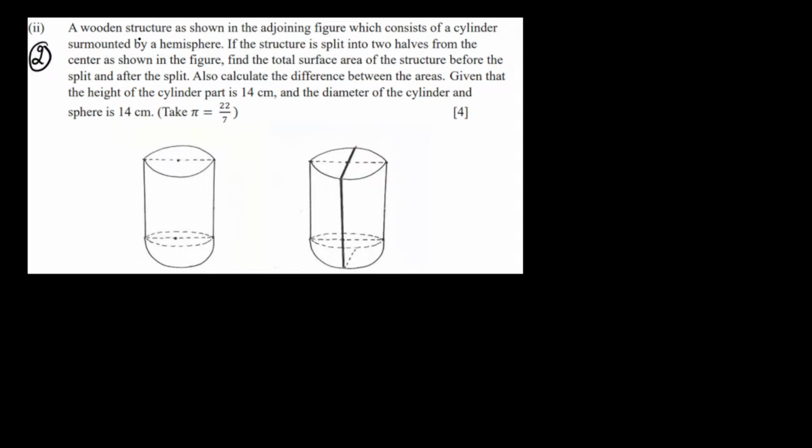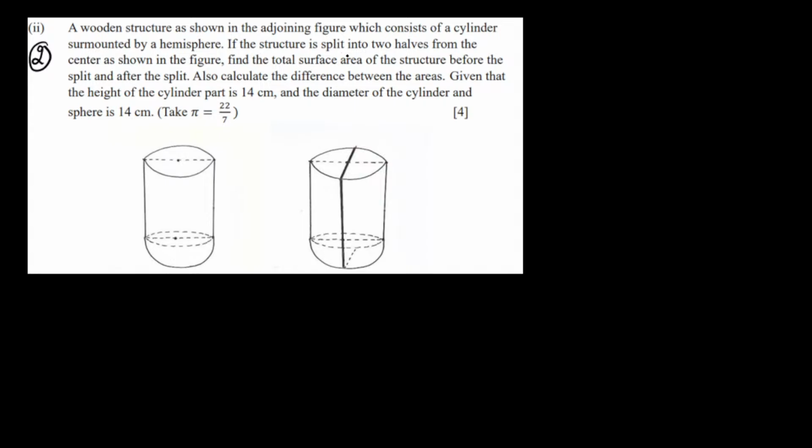Let's start. So, what is given to us in this question? A wooden structure as shown in the adjoining figure, which consists of cylinders surmounted by a hemisphere. So you can see this is the given figure. There is one cylinder surmounted by a hemisphere. So the upper part is the cylindrical part, and the lower part is the hemispherical part. So it's a combination of cylinder as well as hemisphere.